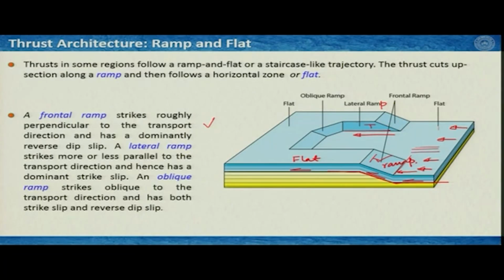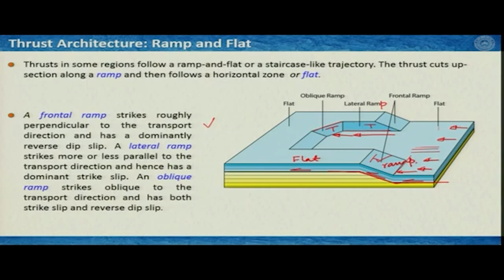Then you can have something in between the frontal ramp and lateral ramp, and these are known as oblique ramps. So an oblique ramp strikes obliquely to the transport direction and has both strike and reverse dip slip. So for example here, this is the propagation direction again, so the strike is at an angle to the propagation direction, and it involves both dip slip and strike slip components along its displacement, and therefore this is mostly an oblique ramp.